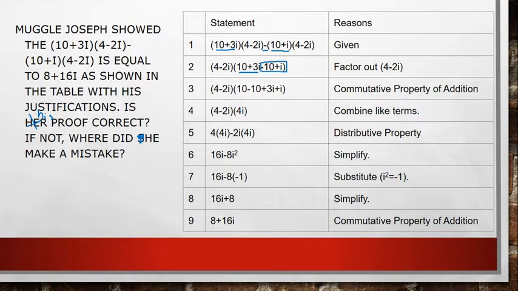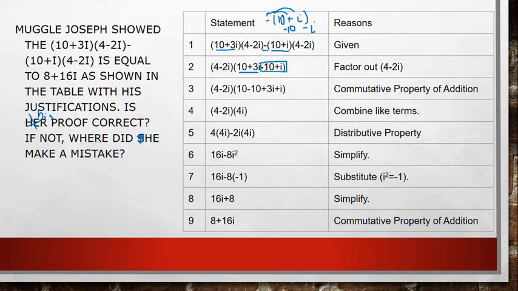Because he didn't do that, he's now changing his problem. Now he's saying that if we were to distribute this negative, with a negative and then 10 plus i, and distribute that negative to both of our parts, we would end up with negative 10 minus i. But we have negative 10 plus i, which is not the same. So that's where the mistake was made. It should have been a negative 10 minus i here in order to properly factor it out.